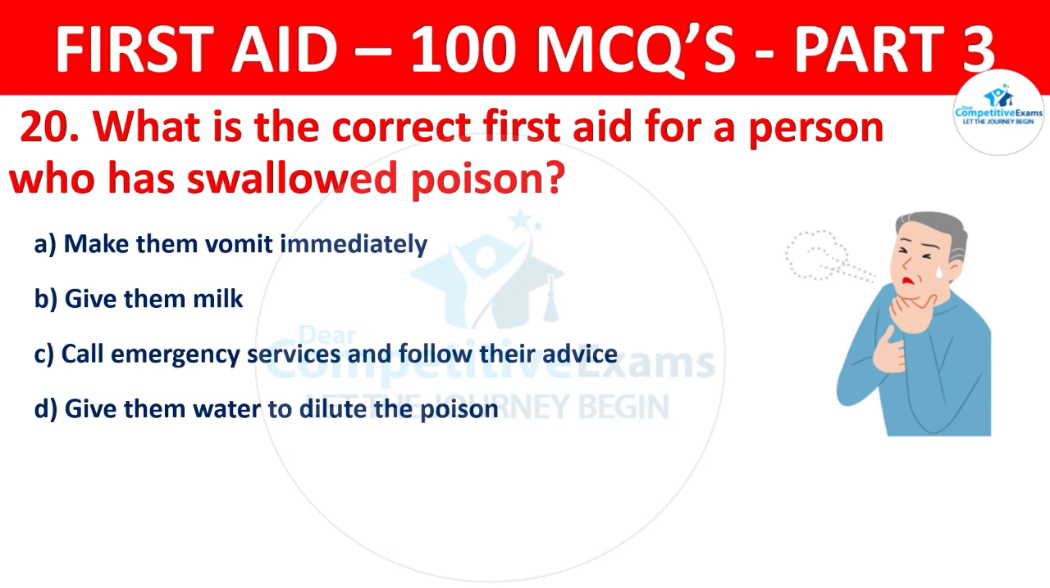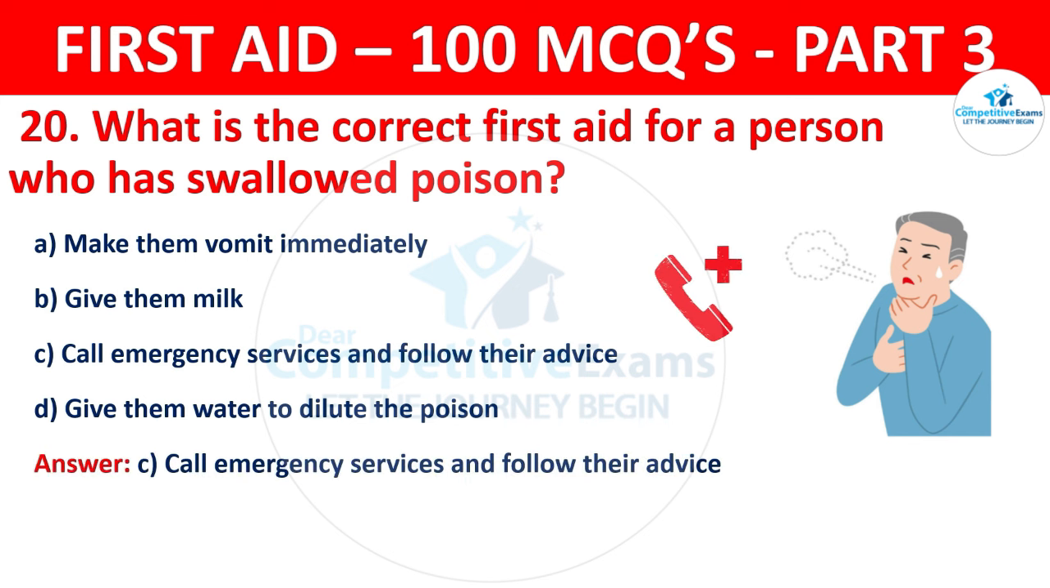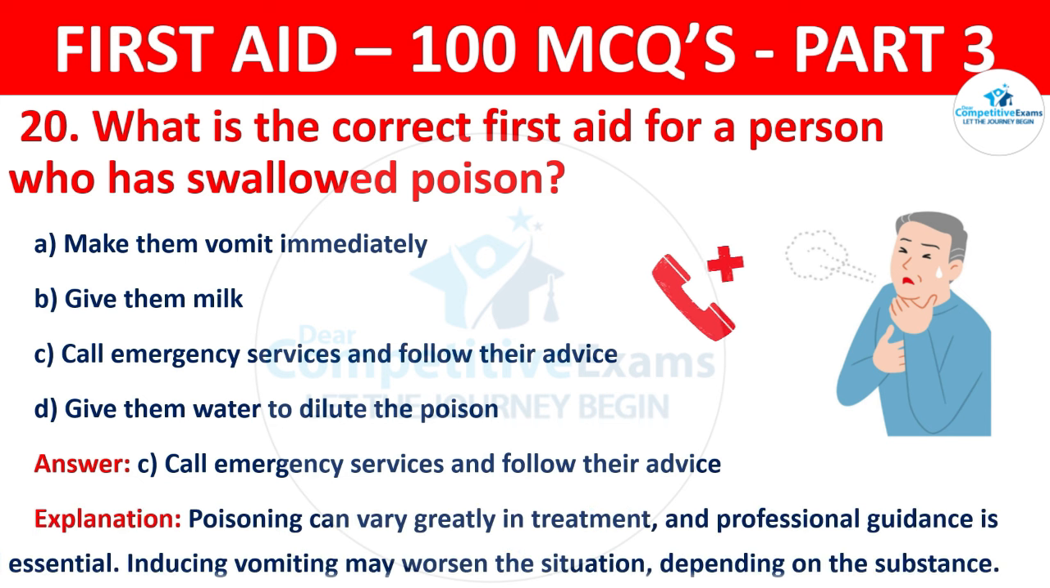The correct answer is C, that is call emergency services and follow their advice. Poisoning can vary greatly in treatment, and professional guidance is essential. Inducing vomiting may worsen the situation depending on the substance.